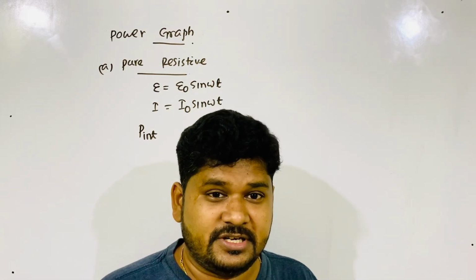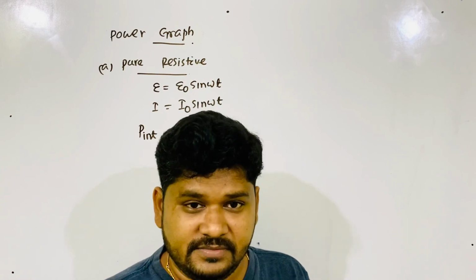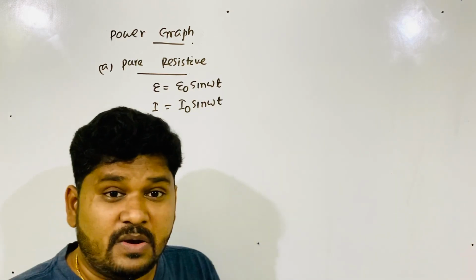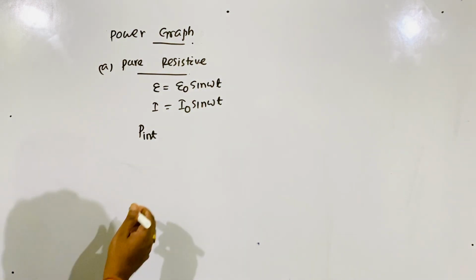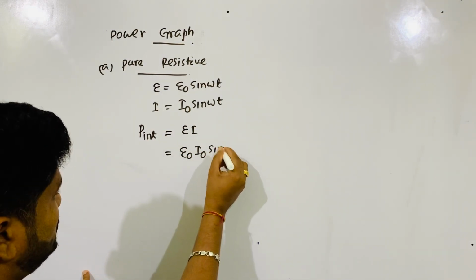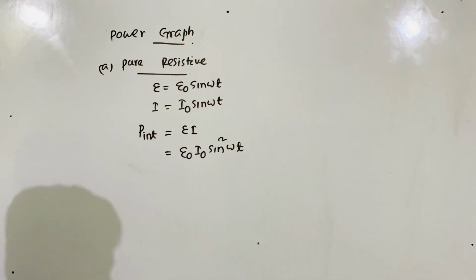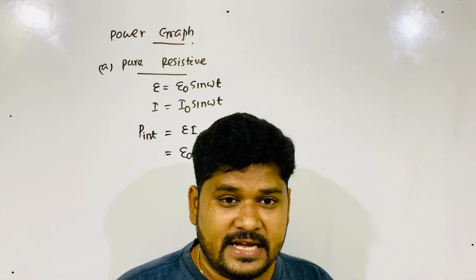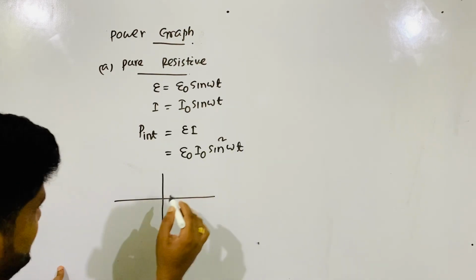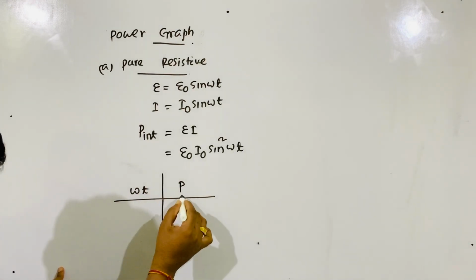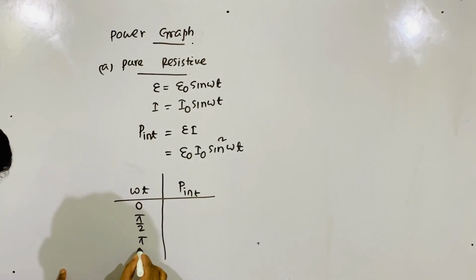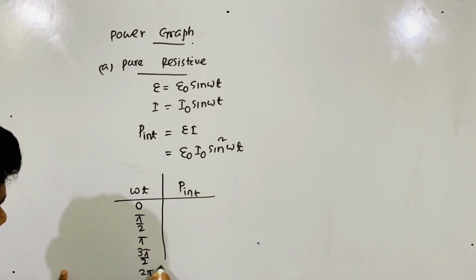So the curiosity is coming now to draw the power graph. As we draw the EMF graph and the current graph, we also draw the power graph, because power is also changing from instant to instant. So P instantaneous is EI, so E naught I naught sin square omega t. To draw this graph, we have to make a table. So let's make a table here, taking different values of omega t and instantaneous power: 0, pi by 2, pi, 3 pi by 2, 2 pi.